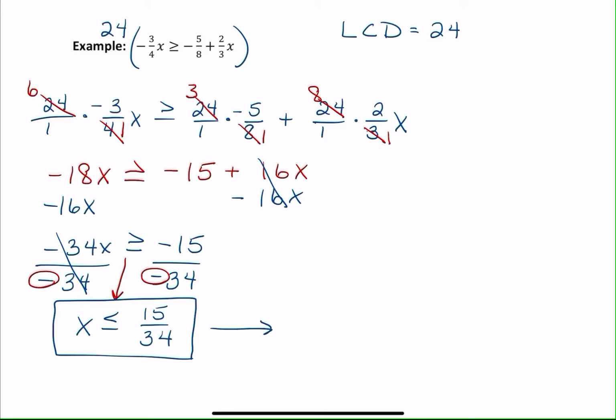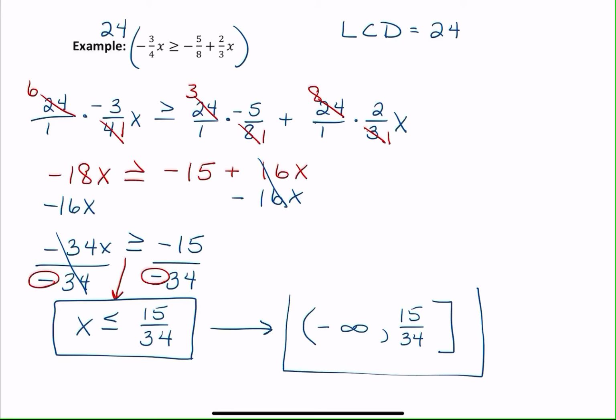Or if you're asked to put it in interval notation, you have x is less than or equal to, so that's going to be negative infinity up to 15 over 34. And you'll have a bracket on that because it's or equal to. So that's that written in interval notation. So if you have fractions, see if you can get rid of them by multiplying by the least common denominator.